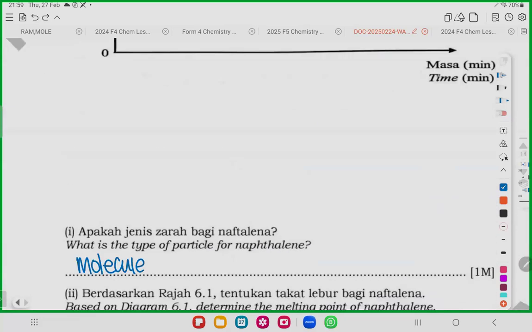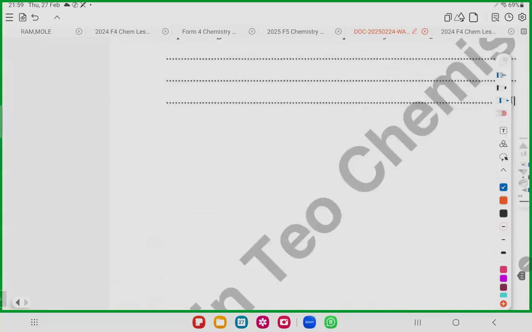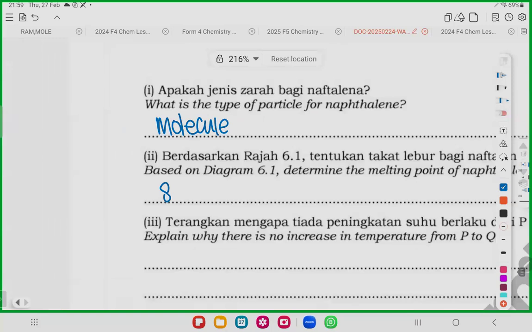What is the melting point for naphthalene? Melting happens on the horizontal line. At this horizontal line, what is the corresponding temperature? 80. Don't forget to put in the proper unit. So it's supposed to be 80 degrees Celsius.